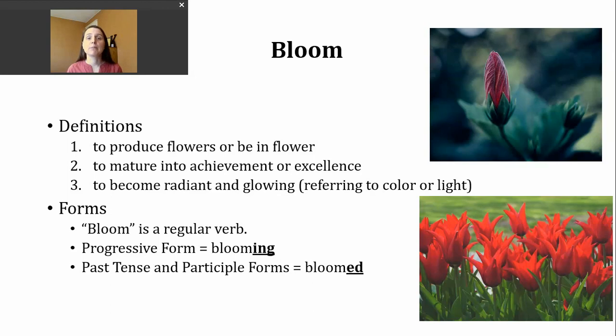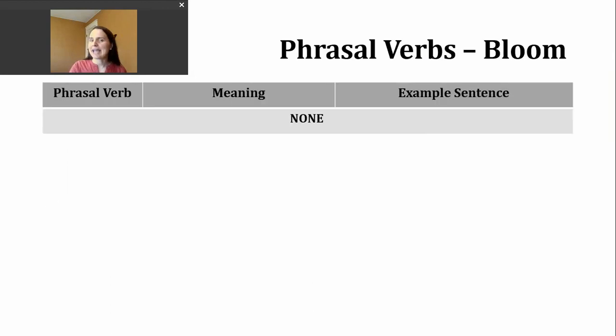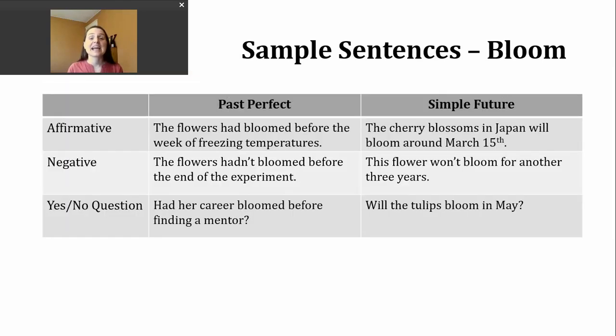Bloomed, bloomed. You'll be happy to know that I don't have any additional phrasal verbs or different meanings for us to learn for this particular verb. Instead, that's going to allow us to focus on doing a little verb tense practice. Today, we're going to focus on making sentences in the past perfect and the simple future using will.